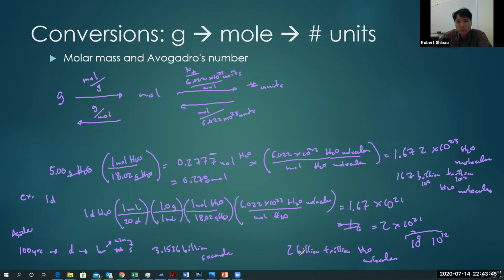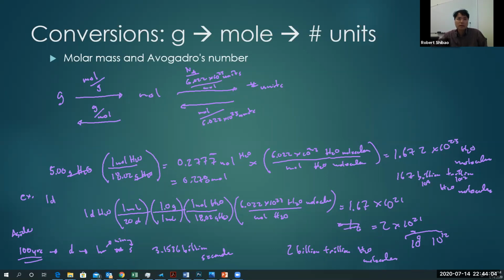So in order to count to 2 billion trillion, you'd have to count more than 1 billion water molecules a second in order to do that in 100 years with no breaks. So it's impossible to count.